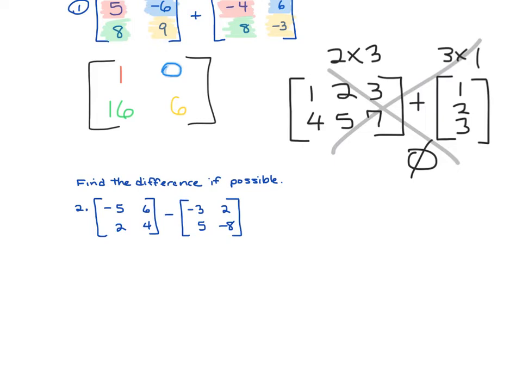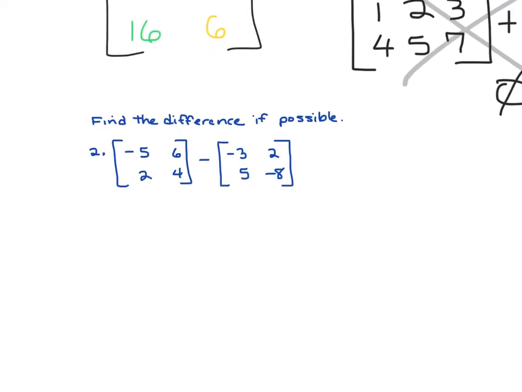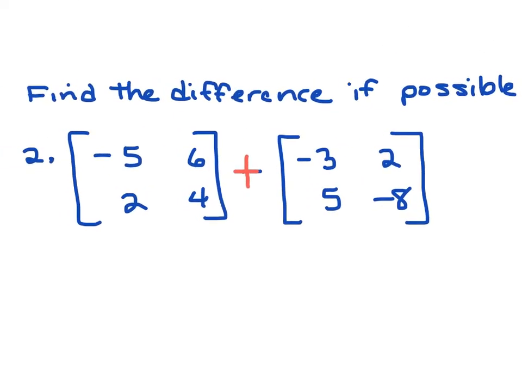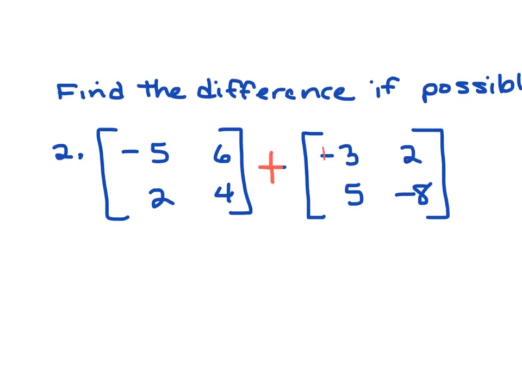All right, let's do the subtraction. So again, this one I can do. They're both 2 by 2s. So again, what I like to do for my subtraction of matrices is I'm going to keep my first matrix the same. I'm going to change the subtraction to an addition. I'm going to do a keep change flip. And then all of the signs in the second matrix, I'm going to make them all opposites.